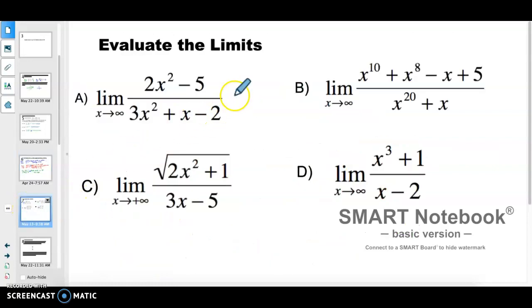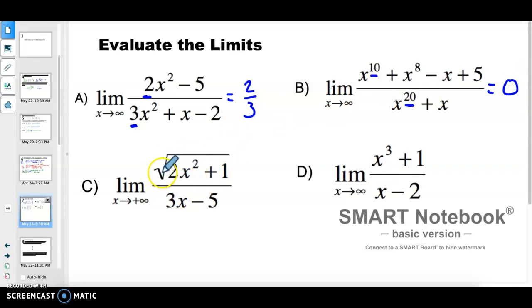So, four quick examples. Here the degrees match. It's the limit as x goes to infinity. So you're wondering about the horizontal asymptote, so you just take the two leading coefficients, so your answer is 2/3. On this one, still x goes to infinity, so we're going to compare our greatest exponents. On the top it's a 10, the bottom it's a 20. So it's greater on the bottom, so it's going to converge to 0.